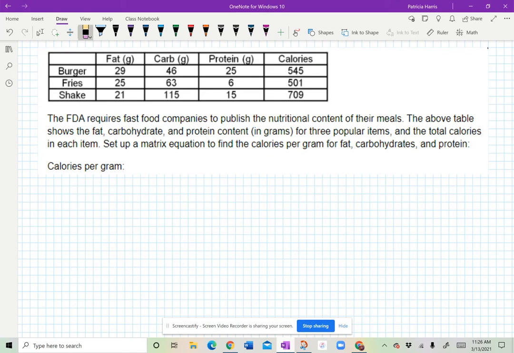For the second matrix modeling question we're going to do, this is from the homework assignment. We have a fat, carb, and protein chart and calories for a burger, fries, and shake. So what we're going to do is find the calories per gram of fat, carbohydrates, and protein.